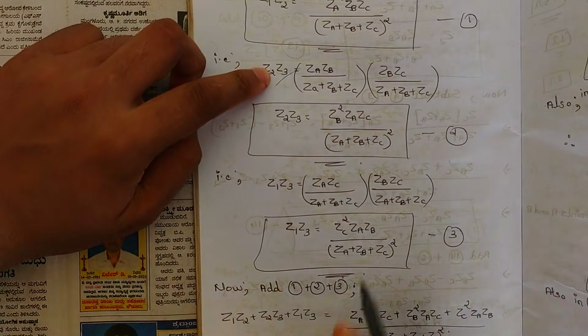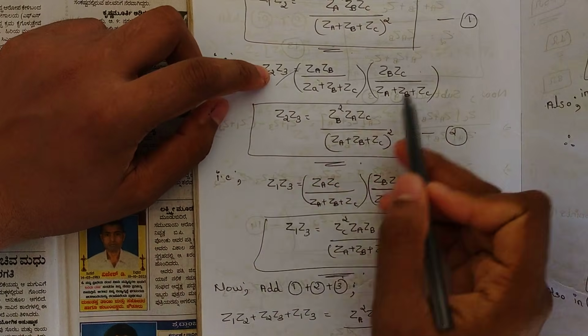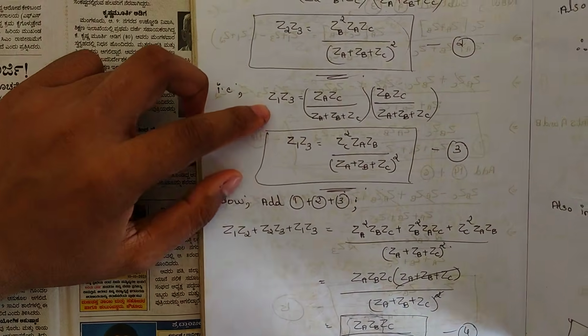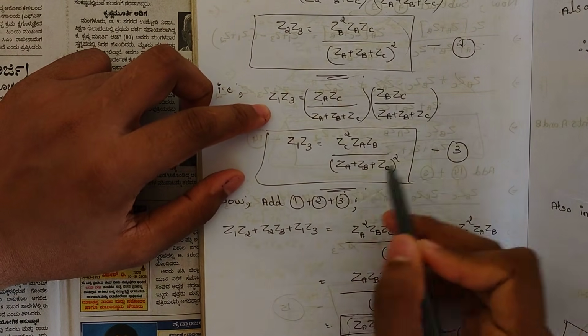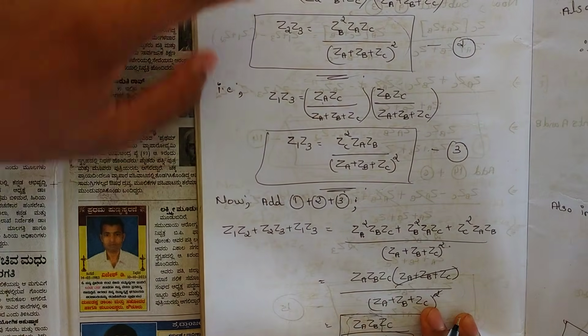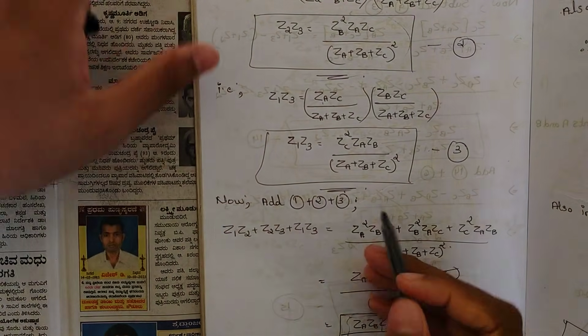Similarly for Z2 Z3, write the values, solve it, and write it like this. Name it as equation 2. Similarly do it for Z1 Z3. Substitute the values of Z1 Z3. Okay, solve it and we would be getting one equation. Name it as equation 3. So now these 3 equations you should be adding them.